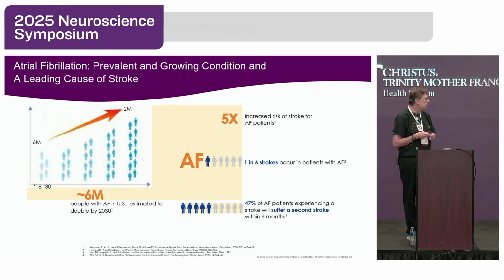And it's certainly the leading cause of stroke of those patients that have undiagnosed etiology, what we call ESUS, or cryptogenic stroke. And patients that have a stroke related to atrial fibrillation are very high risk to have a recurrent stroke in the next 6 months.